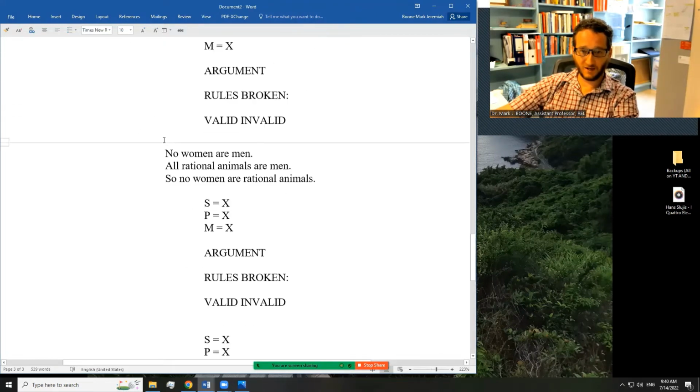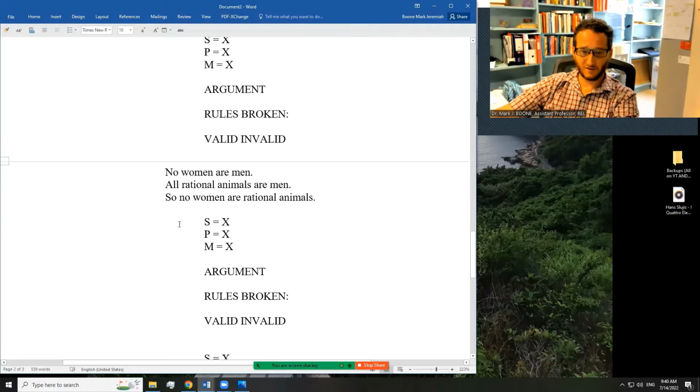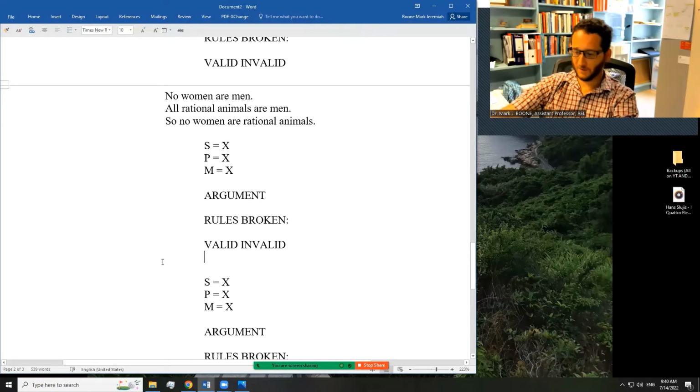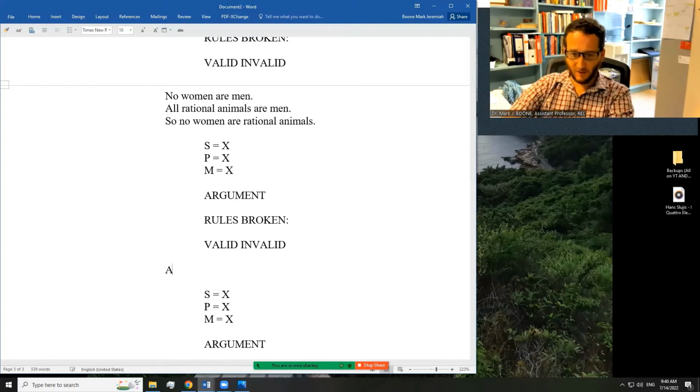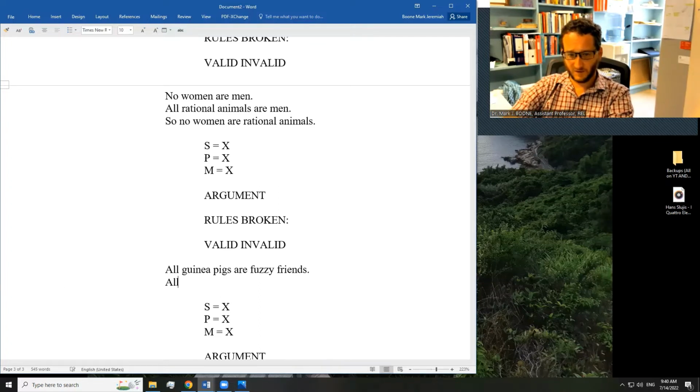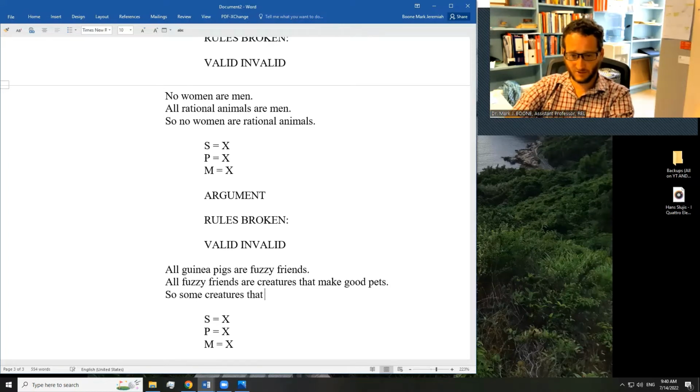Let's see, there we go. All guinea pigs are fuzzy friends. All fuzzy friends are creatures that make good pets. So some creatures that make good pets are guinea pigs.